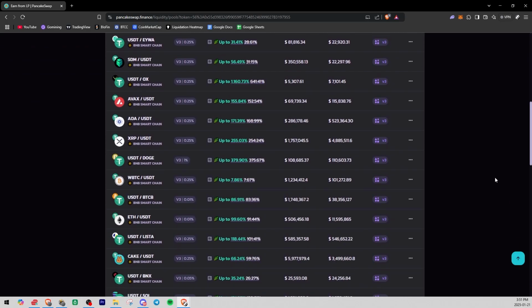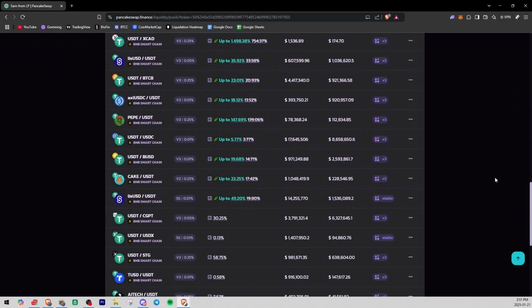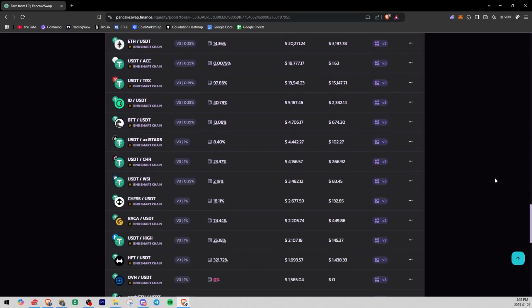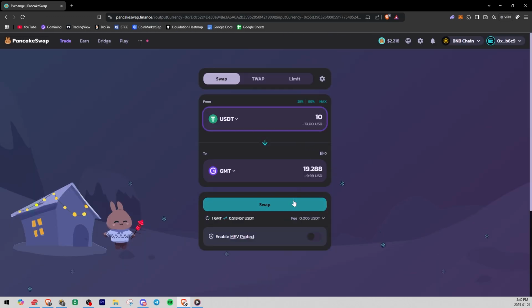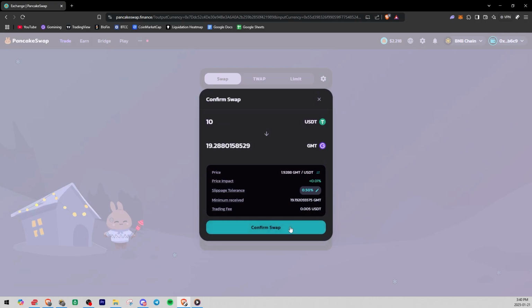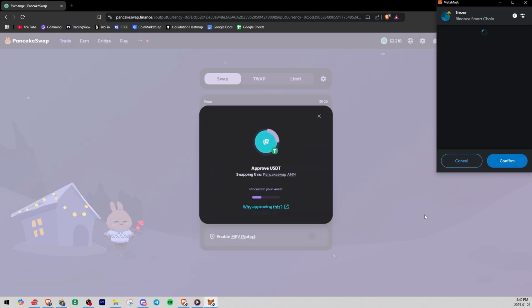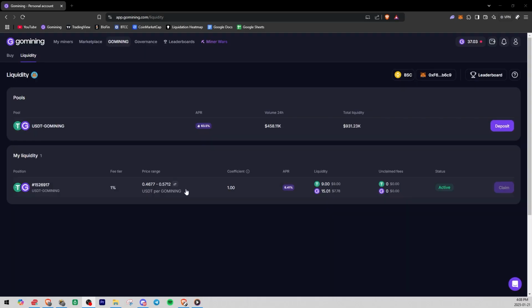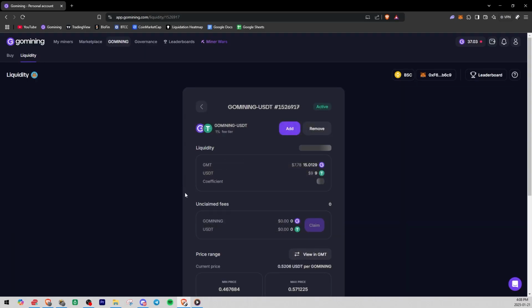Understanding liquidity pools. In the GoMining ecosystem, liquidity pools are powered by PancakeSwap. These pools consist of pairs of tokens, such as GOMINING and USDT, locked by users. By contributing to these pools, liquidity providers ensure there's sufficient liquidity for trading activities on decentralized exchanges. In return, they earn a share of the trading fees generated from transactions within the pool.